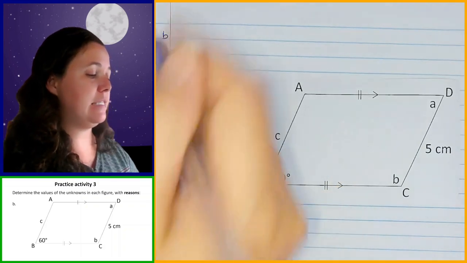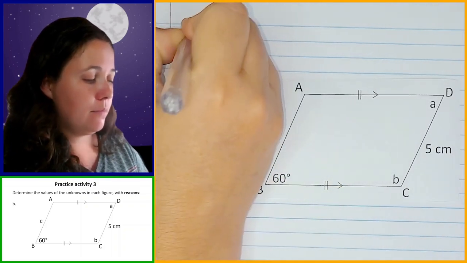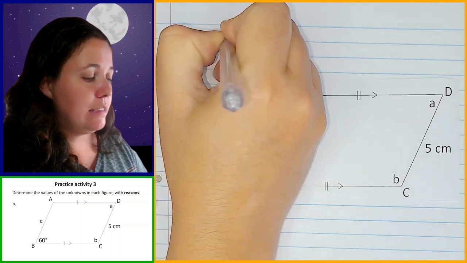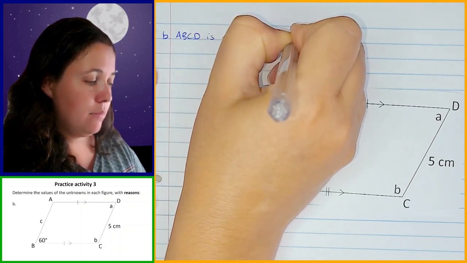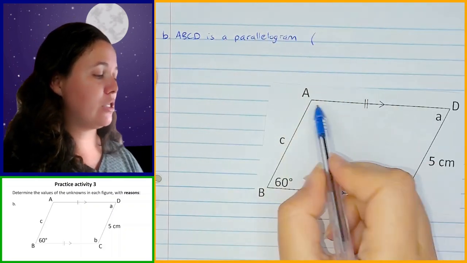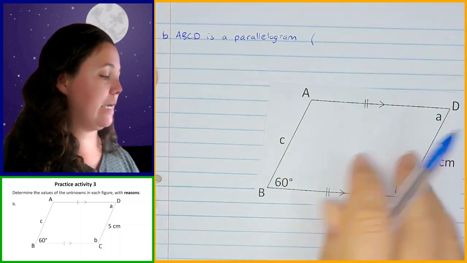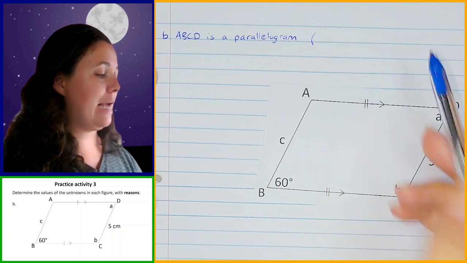So ABCD is a parallelogram. And the reason I know that is because I have one pair of opposite sides that is both parallel and equal.